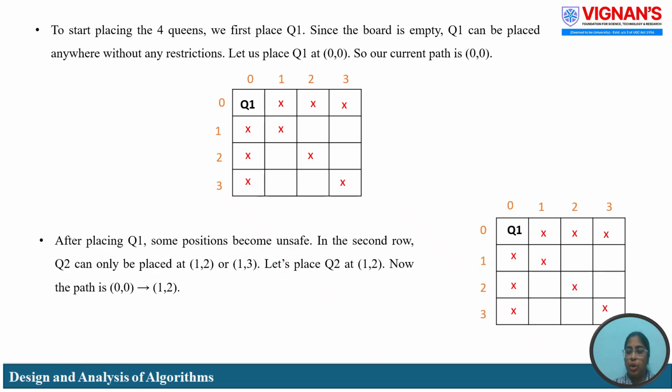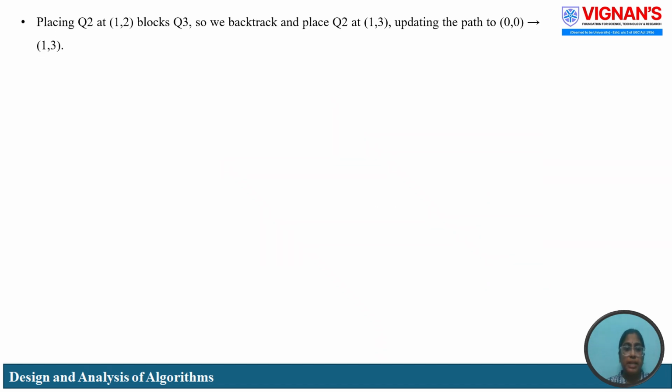We have two possible positions, 1 comma 2 and 1 comma 3. Let us try to place the queen 2 at 1, 2 and block the unsafe positions. We have the same row, the major diagonal and the minor diagonal. The current path becomes 0, 0 and 1, 2. So we placed two queens safely.